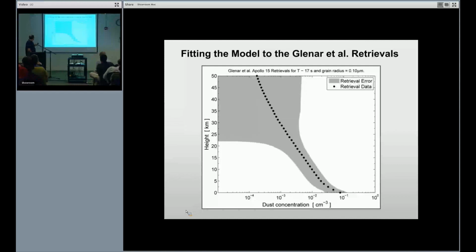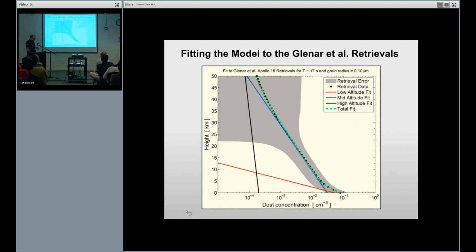And you can see that once you get above 20 or so kilometers in altitude, the uncertainties get pretty huge. But certainly close to the surface, it does a pretty good job there. So the black dots are the retrieved data.